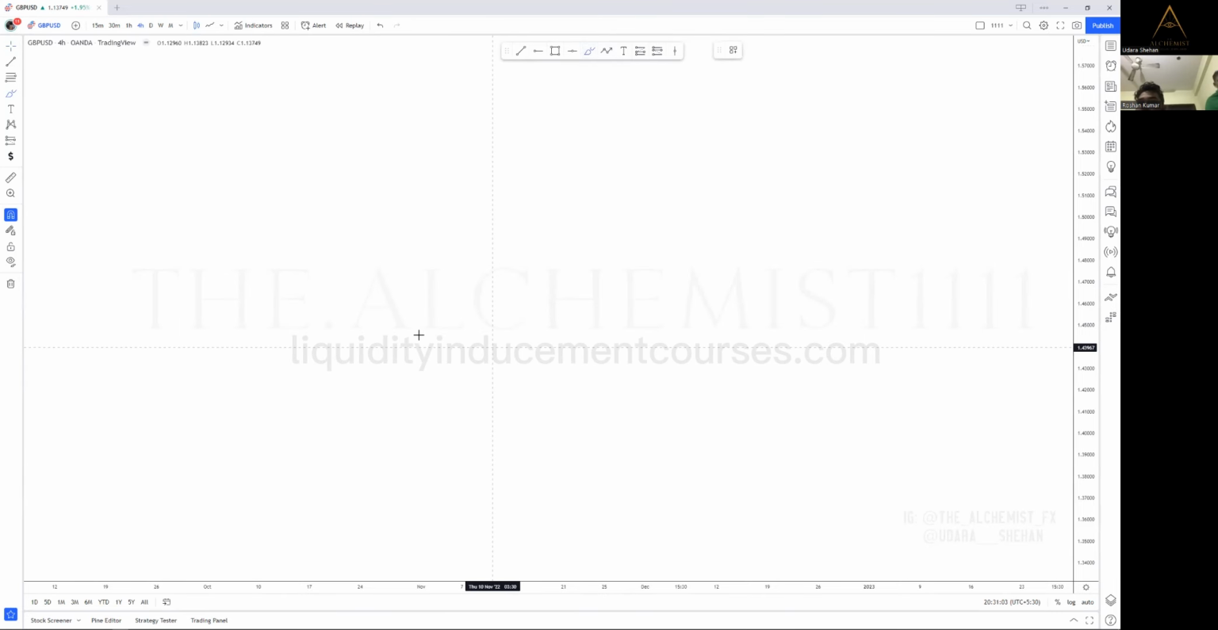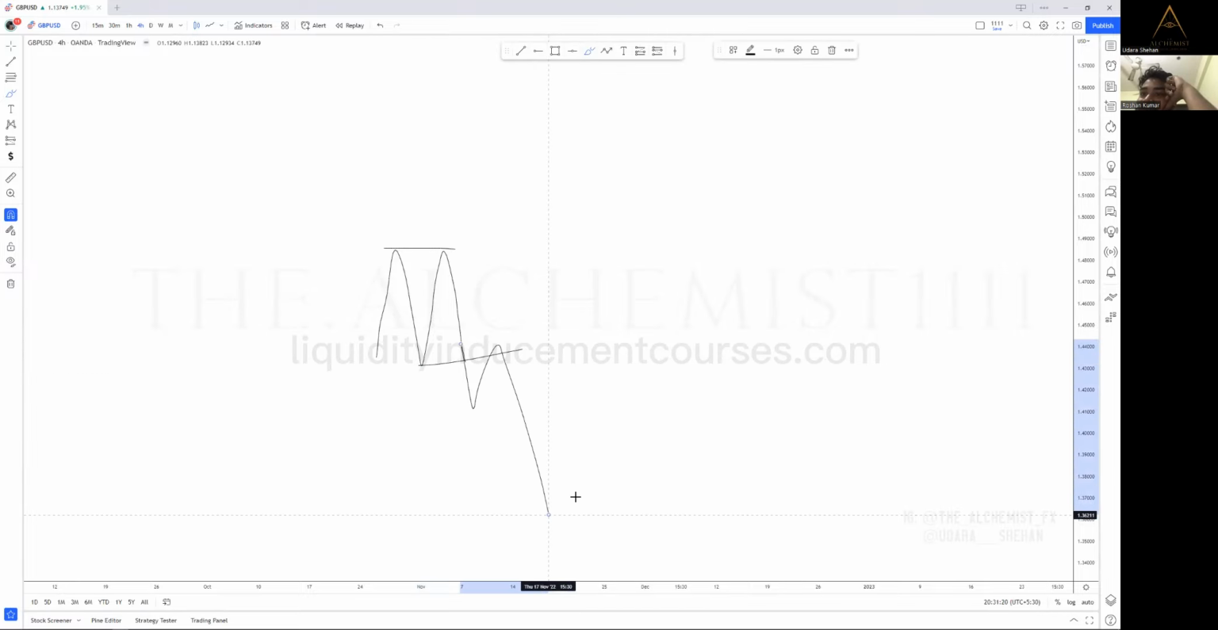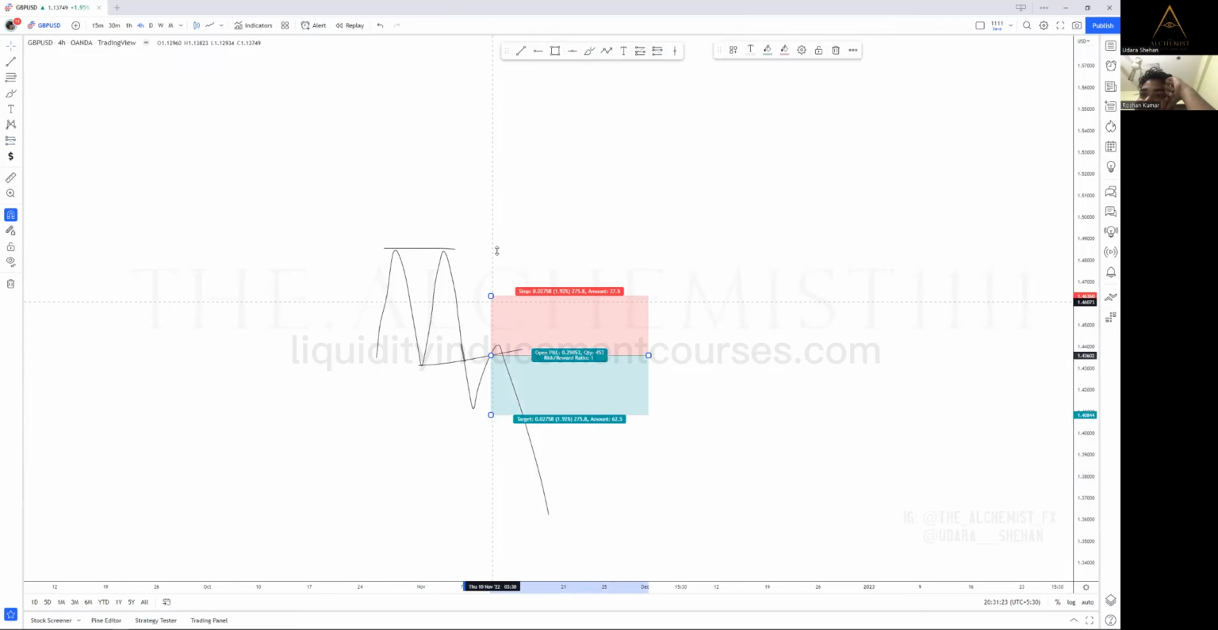So let's say we had equal highs like this. Now, what will the retail traders assume? Most retail traders would assume that a double top is a sign of a reversal, right? So what will they do? Once this breaks, they'll expect a move like this. They'll sell it with their stop loss above those equal highs, right? This is what most of them would do.